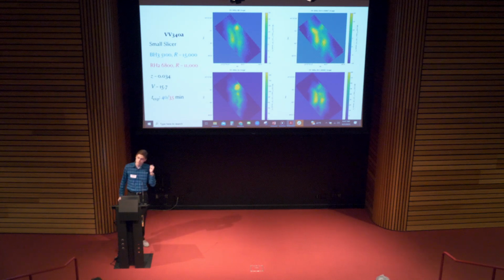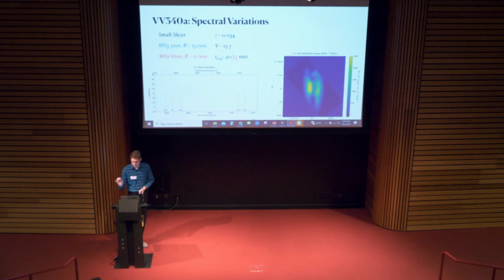As a point of note, this is only about half an hour with the small slicer and the high resolution gratings. So it's quite incredible what you can get in such a short exposure.